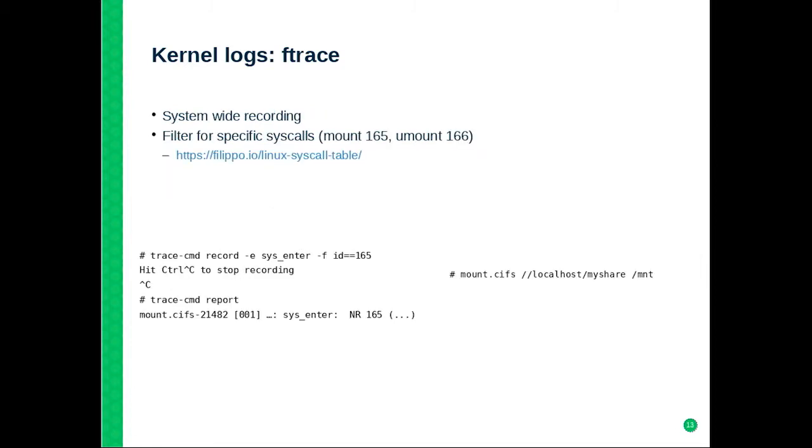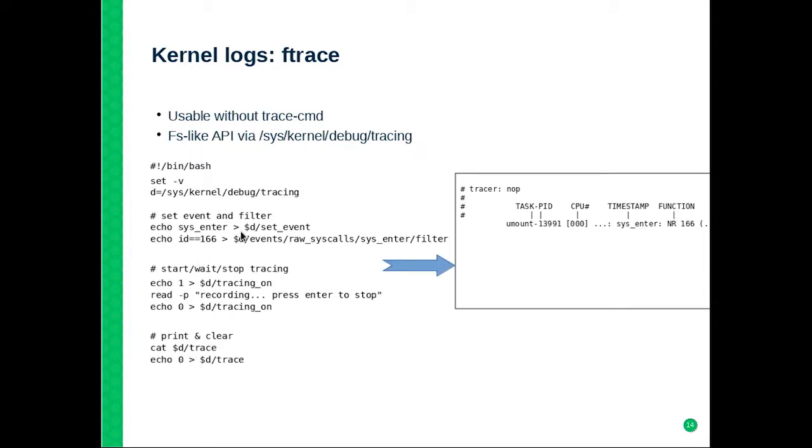I'm using trace-cmd in those examples, which is a helper program, but you can also use the file system-like API in the kernel directly. So you don't need an external program. If your customer doesn't want to install anything, you can just have this little script that does the exact same thing I did earlier, but manually. So this is all documented. This is just a simple example.